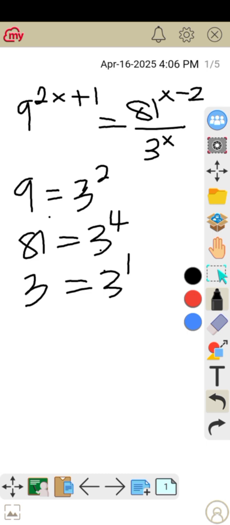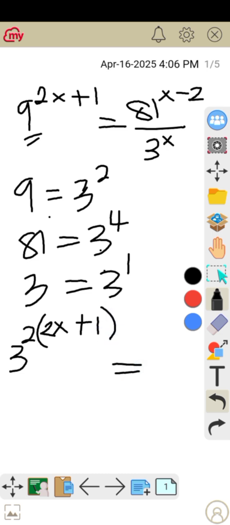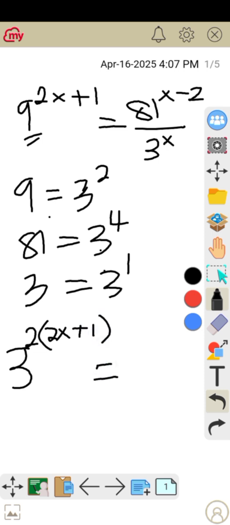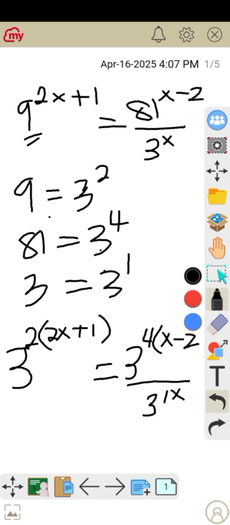Then the next thing is replacing this 9 here with 3 to the power of 2, all to the power of 2x plus 1, is equal to, replace this 81 with 3 to the power of 4, all to the power of x minus 2, and then replace this with 3 to the power of 1x.